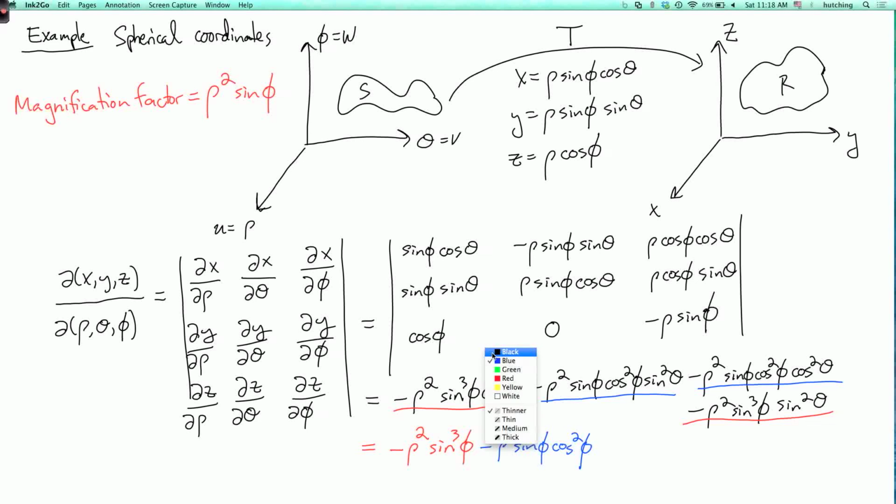Okay? And now, if we look at this again, we see that this is minus rho squared sine phi. We can factor that out, and then I've got a sine squared phi and a cosine squared phi, and those add up to 1. So this is it. It's minus rho squared sine phi. That's the Jacobian.